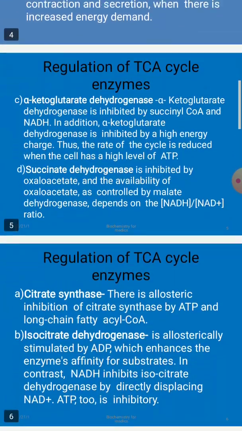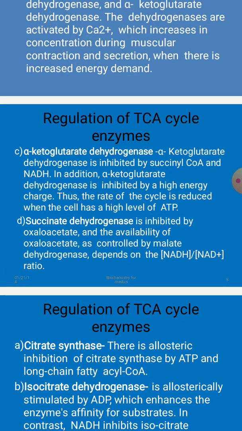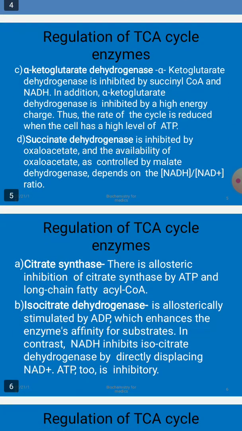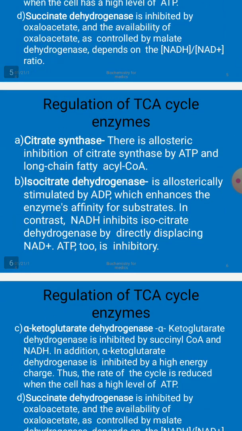So what is going to happen with respect to the TCA cycle enzymes? In this slide you can see the citrate synthase, the first enzyme of the cycle, once acetyl CoA has formed and entered the mitochondria. Now it is going to condense with oxaloacetate to form citrate. That is catalyzed by the enzyme citrate synthase. There you can see allosteric inhibition of this citrate synthase, mainly by ATP molecule and long chain fatty acyl CoA.